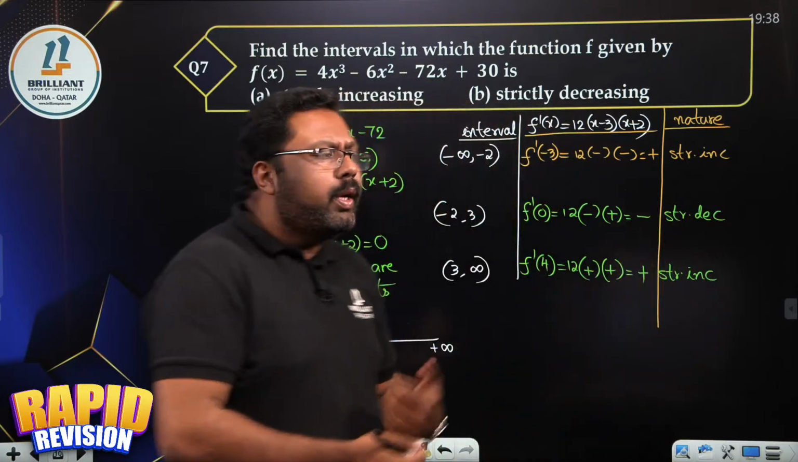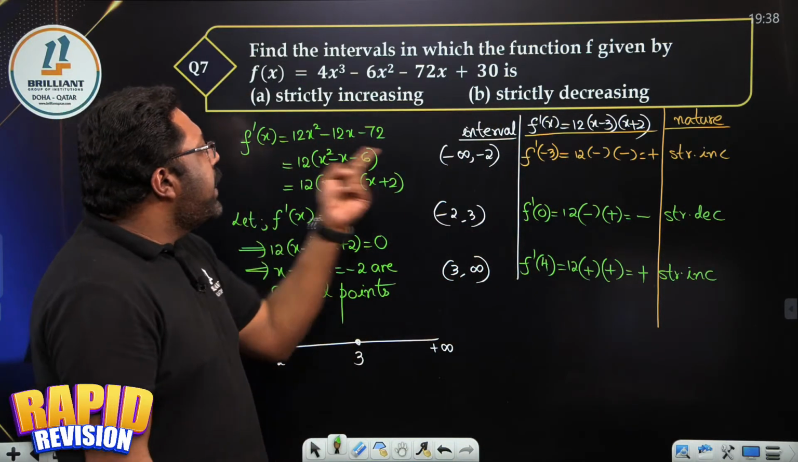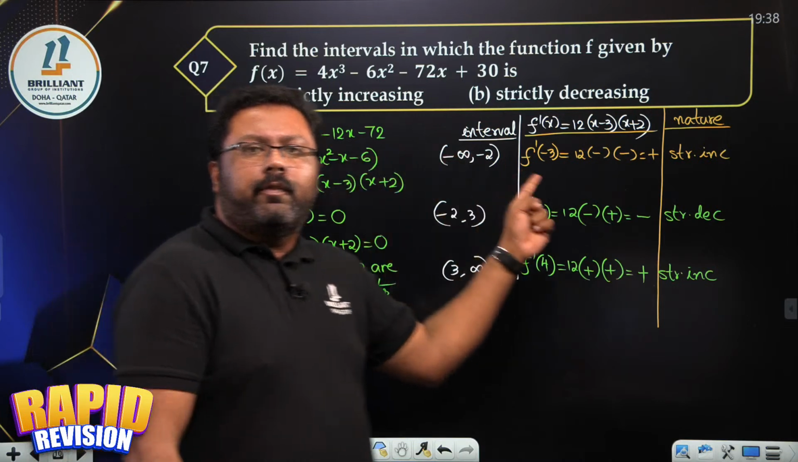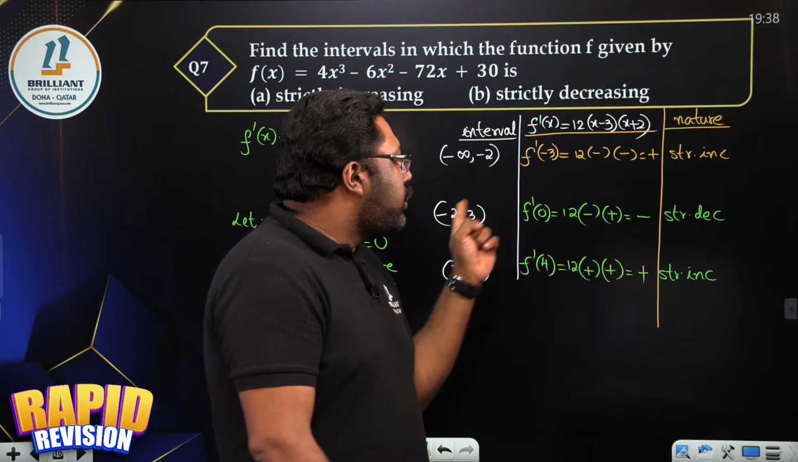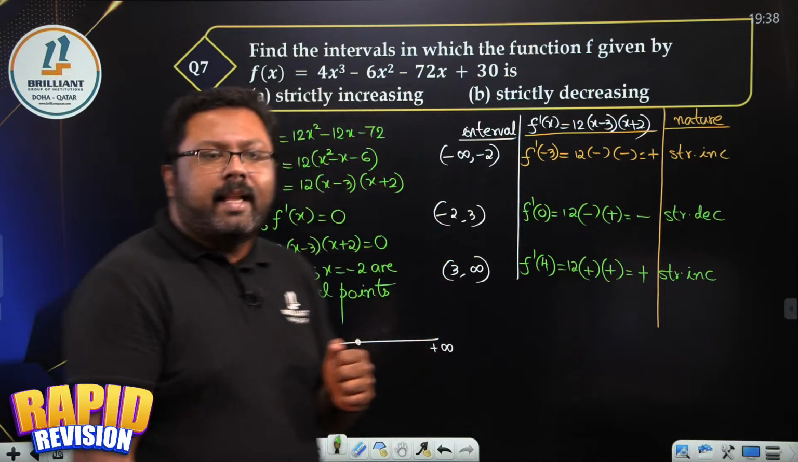Positive means greater than 0. Negative means less than 0. So when do I say a function is strictly increasing? If the first derivative is greater than 0. Strictly decreasing, first derivative is less than 0.